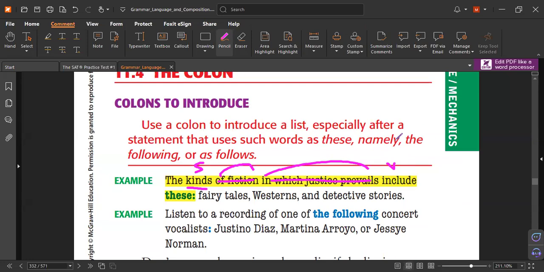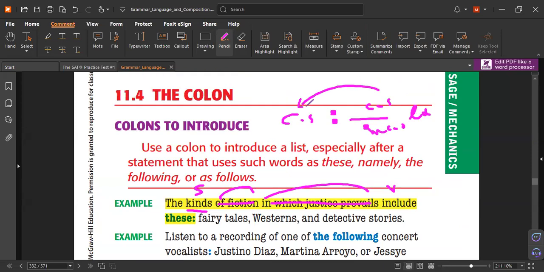Yeah, here we have rules. Before the colon, it must be a complete sentence, whatever the sentence: simple, complex, or compound. And after the colon, it can be a complete sentence or incomplete, but it must be an explanation to something mentioned before the colon. So we have to check the two rules: before, is it complete or not; after, is it an explanation or not.